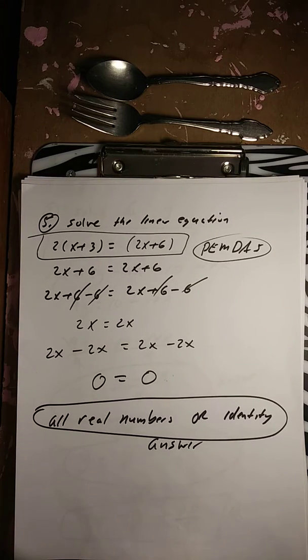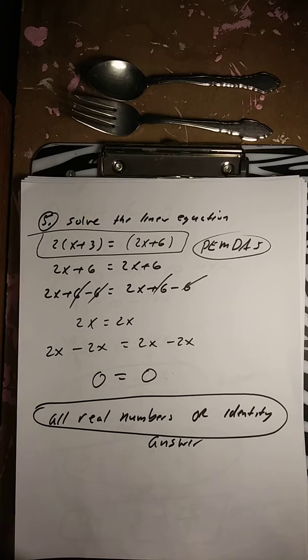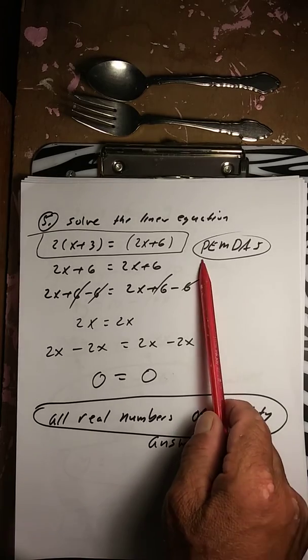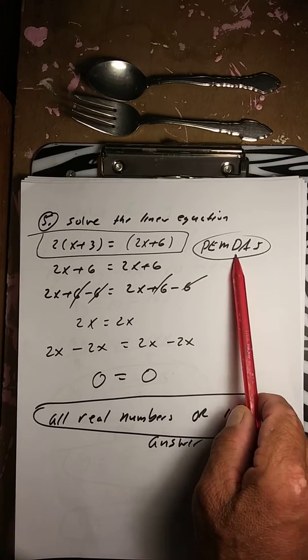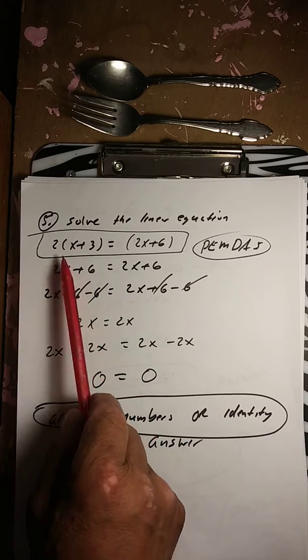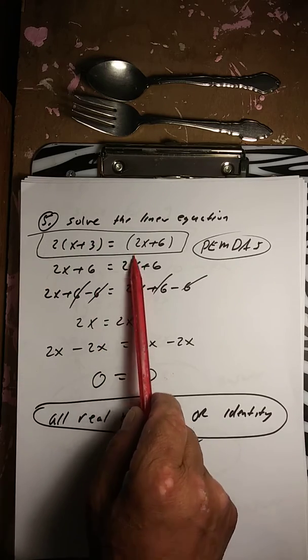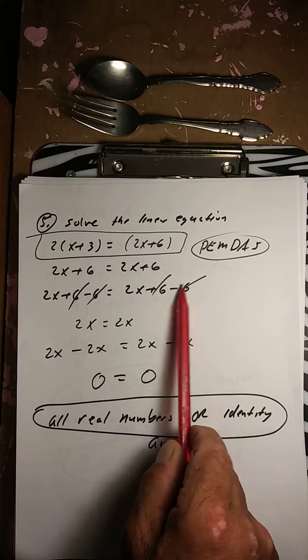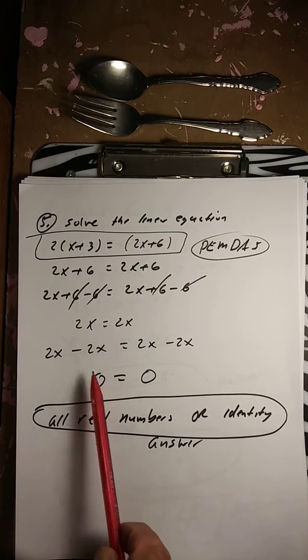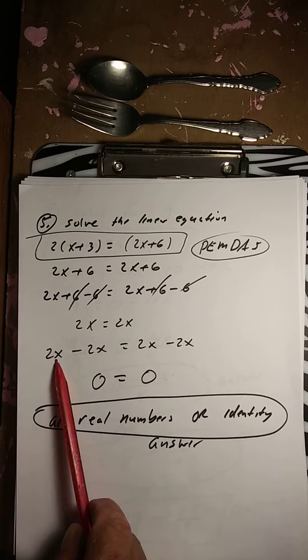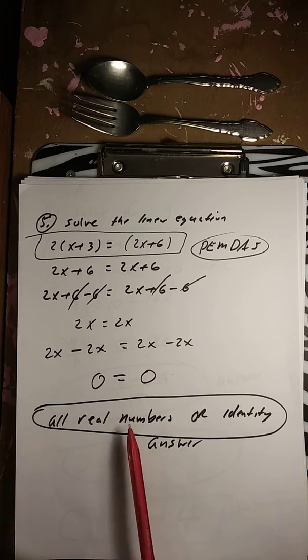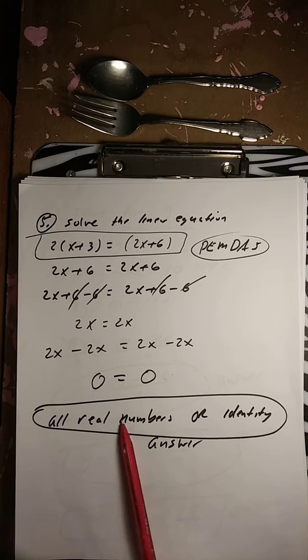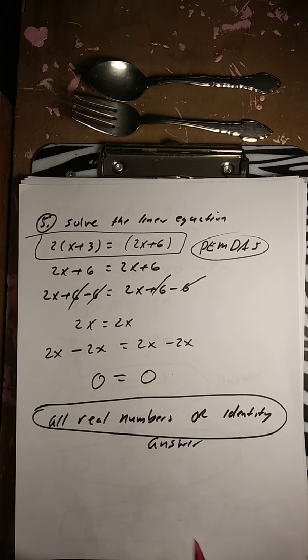Solve the linear equation. Okay, again, we have parentheses. So we got to do that. Please Excuse My Dear Aunt Sally. Your parentheses, exponents, multiply, divide, add, subtract. 2 times that is 2x. 2 times 3 is 6. 2x plus 6. Just take parentheses off. Minus 6, both sides. These are gone. So we have 2x equals 2x. Minus 2x. And you notice you have 0 equals 0. When you get something like this, all real numbers work here, or it's an identity.